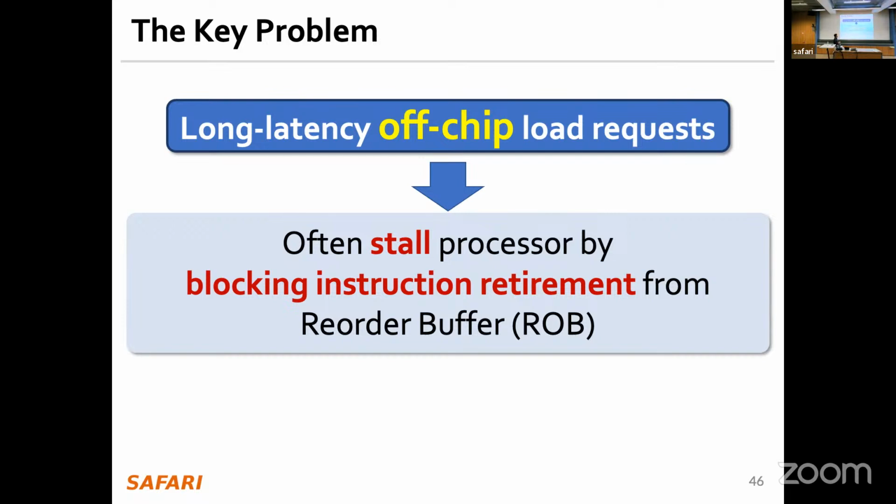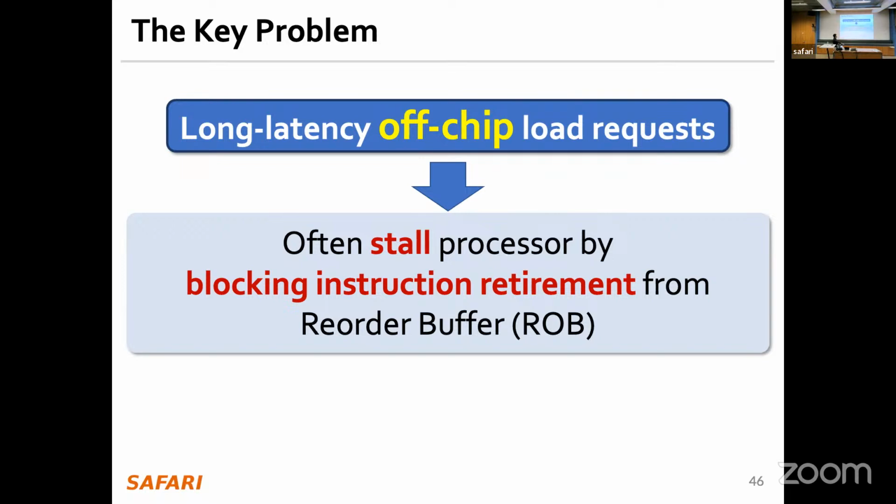Okay, so if you have long-latency off-chip load requests, they often stall these processors by blocking instruction retirement. You can think of this as a queue, right? If you do not retire from the reorder buffer, the stage essentially gets blocked at the beginning, so you cannot pop out something from here. Eventually that would back-propagate and make the entire ROB full. So that means you cannot put something inside the ROB either, and at that time your processor simply stalls. There is nothing left to do.